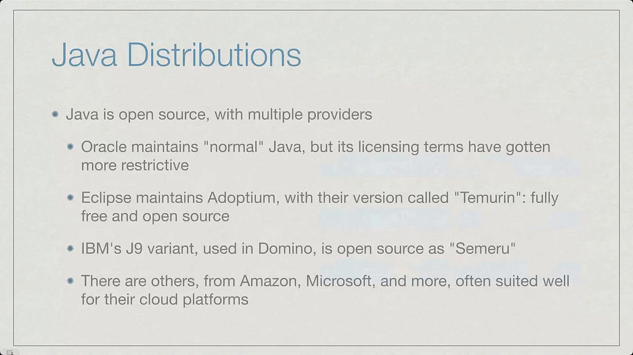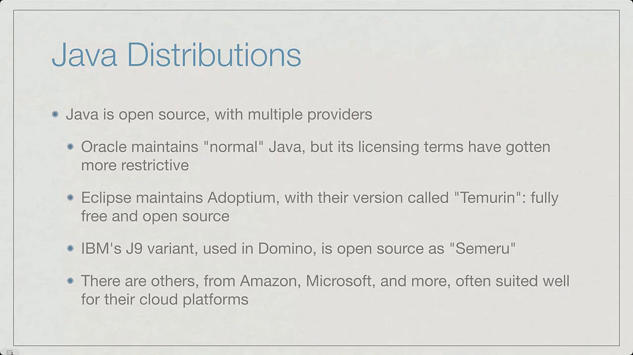So there's also the concept of Java distribution. If you are just going into this clean, you might think, well, I'll go download Java. And if you do that, you'll probably get to java.sun.com or something and download that one. Oracle maintains the normal Java, but its licensing terms have gotten more restrictive. It used to be that I think you could just use it willy-nilly for commercial purposes. And now they're like, yeah, sure, except you have to pay us $1 million at the very least.